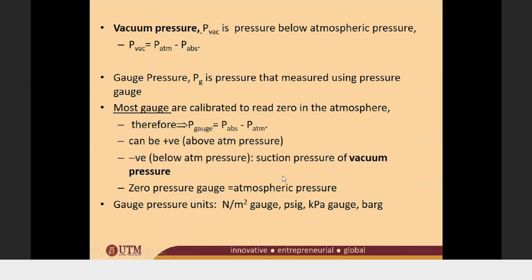And the unit for gauge pressure is the same as absolute, but you put gauge at the end. Example, psig, so this is psi gauge, or kPa g, or bar g. If it's absolute, you put psia, kPa a.